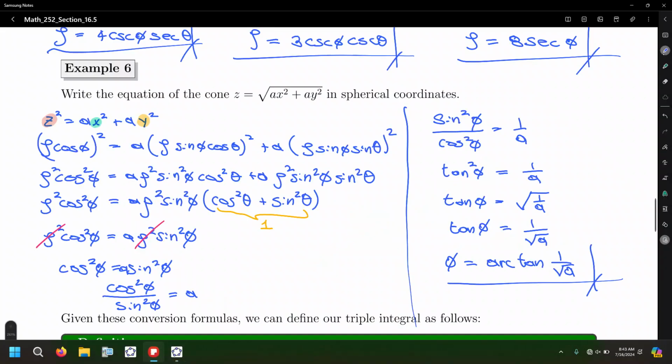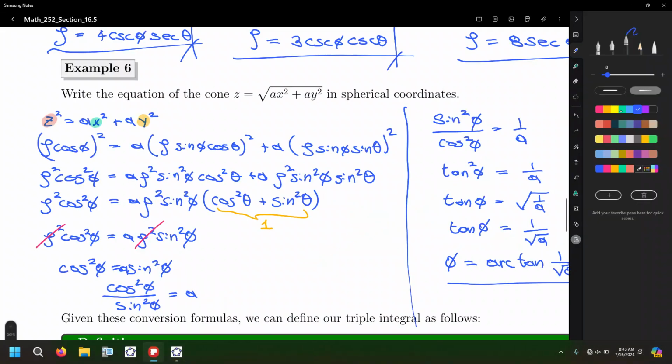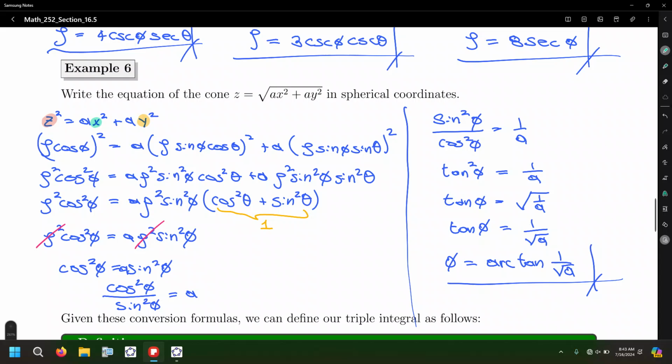So, for instance, let me just draw a cone. Well, the equation of a cone: z equals the square root of x squared plus y squared. All right? Let's graph this cone. How about that? We plot this cone in GeoGebra.